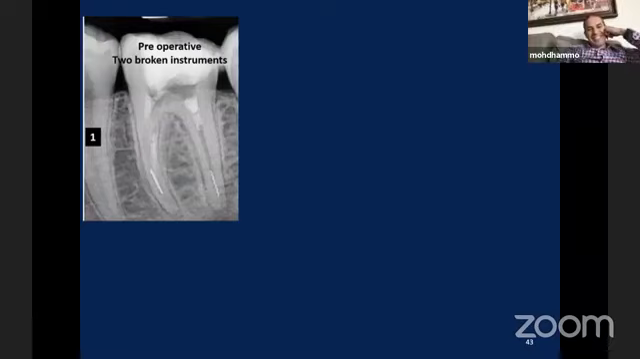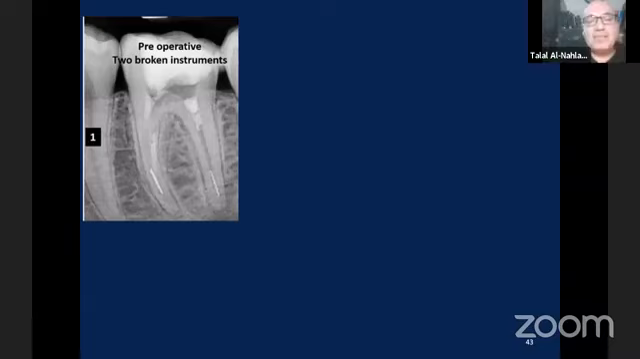What do you think? Remove or bypass? Yes, I remember this case very well. When I started negotiating, I put a treatment plan to bypass. I did this maybe 4 or 5 years before. The patient came to me with his parents, and I told them, okay, this is an indication for bypass, especially for the mesial root.